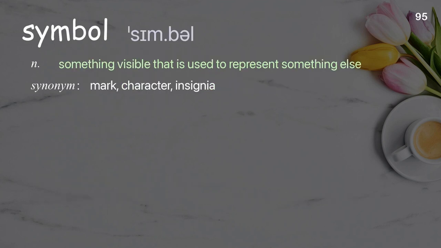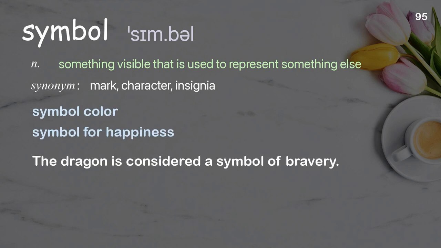Symbol: something visible that is used to represent something else. Examples: symbol color, symbol for happiness. The dragon is considered a symbol of bravery.